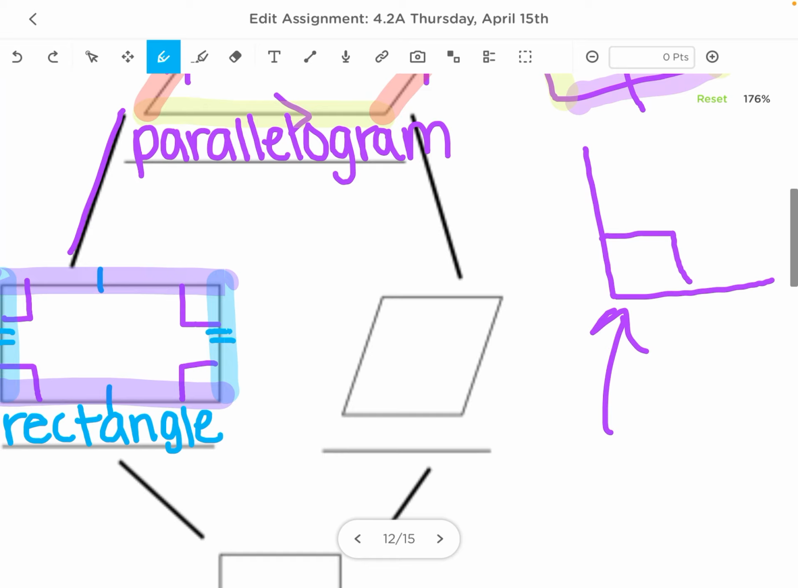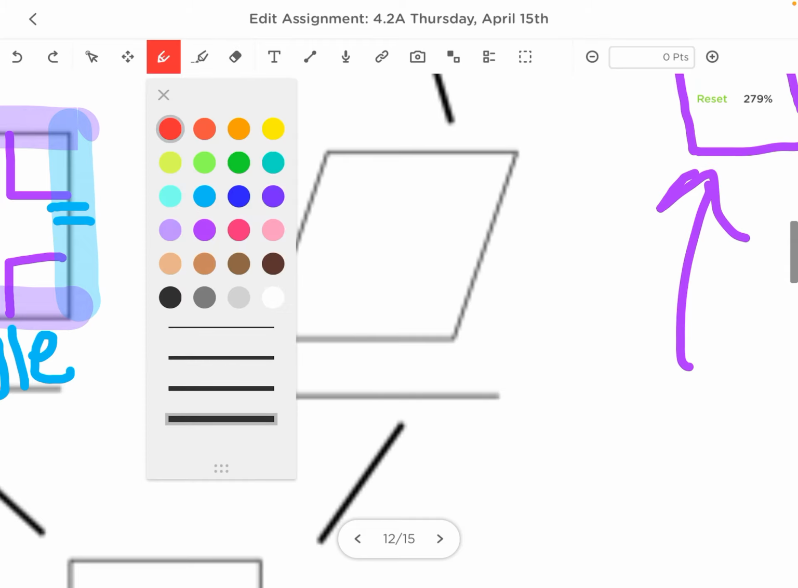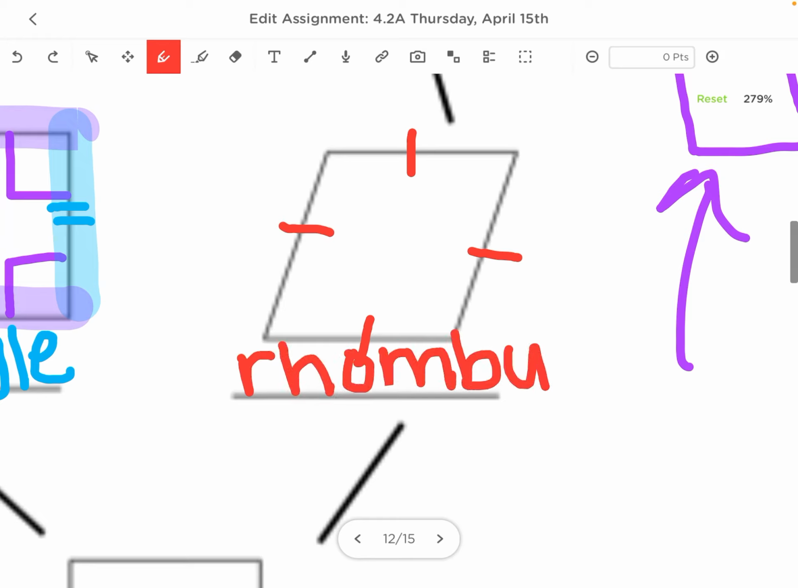So the difference between a rectangle and a rhombus is a rhombus does not have right angles, but it does have four sides that are all the same length. It is also a parallelogram, two pairs of parallel lines. And that is a rhombus. So all sides are the same length, but no right angles. Only acute and obtuse angles.